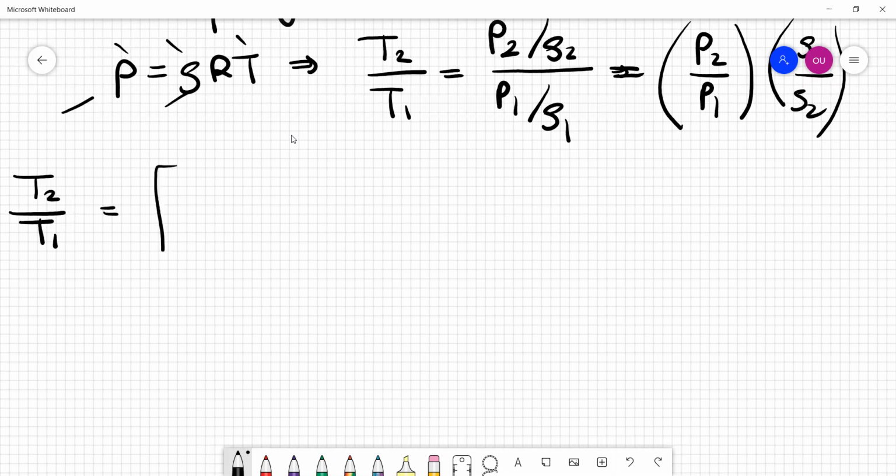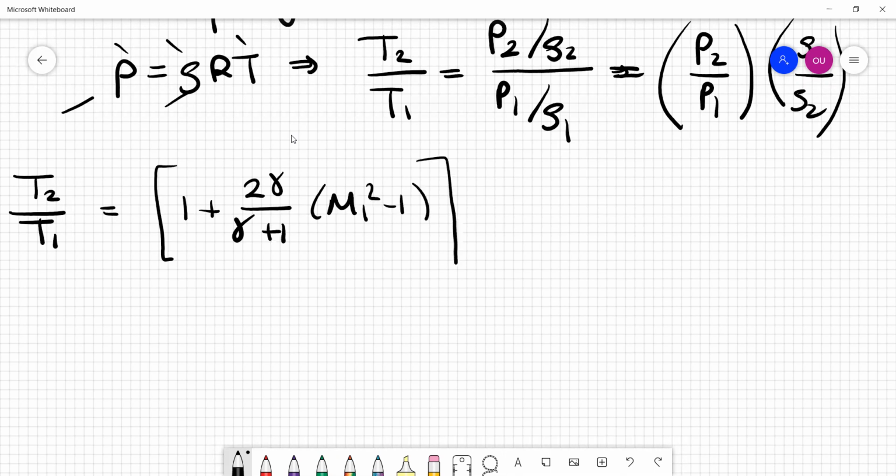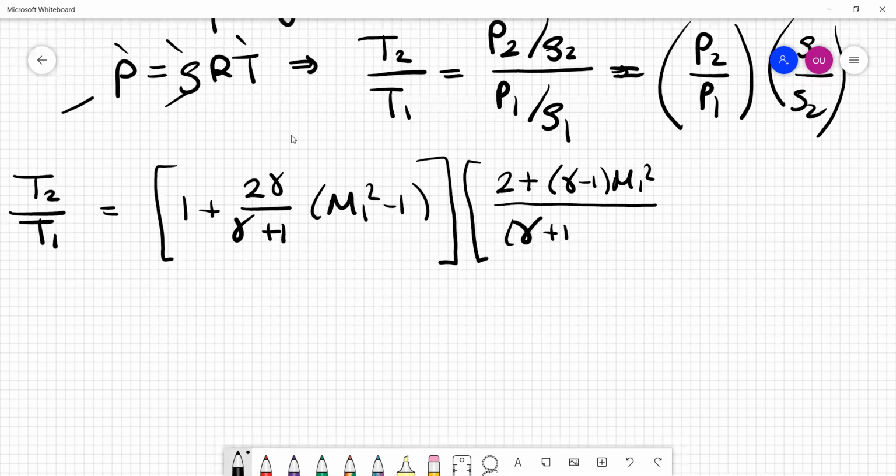Is equal to 1 plus 2 gamma over gamma plus 1 times M1 squared minus 1. So this was the pressure ratio, basically times the density ratio reversed. So 2 plus gamma minus 1 times M1 squared, divided by gamma plus 1 times M1 squared. So this is the temperature ratio across the shock wave.